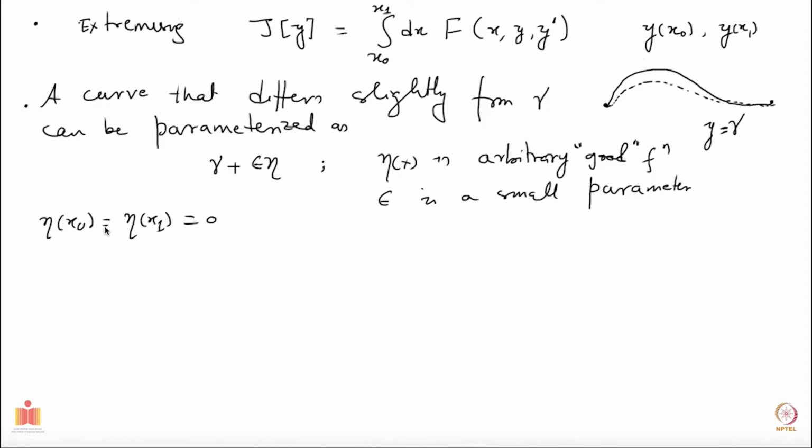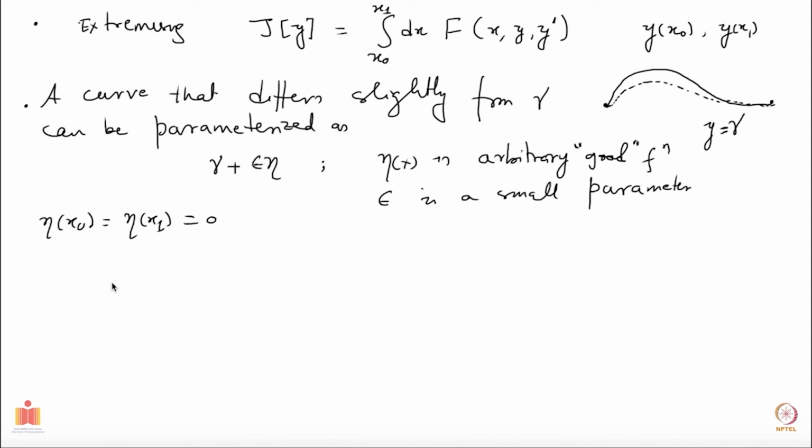Now, if I take this y, which is gamma plus epsilon eta, and substitute it in this functional, then this functional will not remain a functional, but will become a function, because now I am not anymore changing a function, because eta is going to be chosen to be something, gamma is fixed anyway. The only thing that you are changing is epsilon, and epsilon is a number.